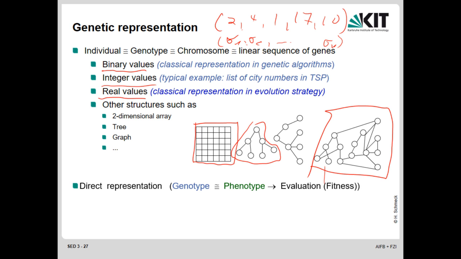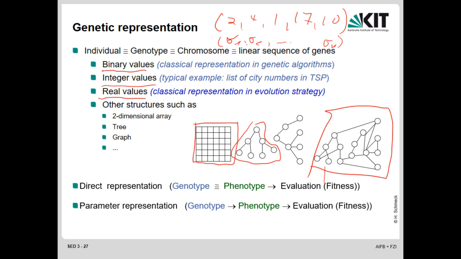So you might have a direct representation where the genotype is almost exactly the phenotype. For example, if you have the traveling salesperson problem and you just write down the sequence of cities you have to visit, then you have a direct representation. You can immediately evaluate the cost of that path because you just have to look at the distances or the cost of going from one city to the next, and then you can evaluate it.